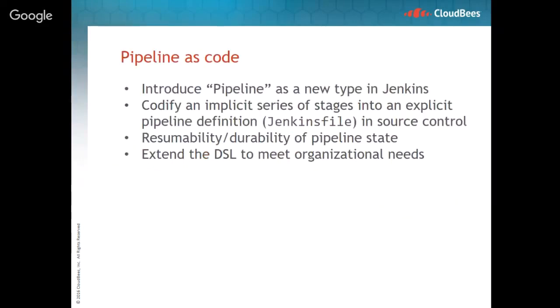Next is pipeline as code. It was introduced as a new type in Jenkins, and it is one of the Jenkins plugins. Next, codify an implicit series of stages into an explicit pipeline definition in source control. You define your stages in your pipeline, and we will see how to build a pipeline in a moment. You define the different stages of your software development lifecycle in Jenkins stages, whereas what is in your source control is defined in the Jenkinsfile. That's the old feature of it.